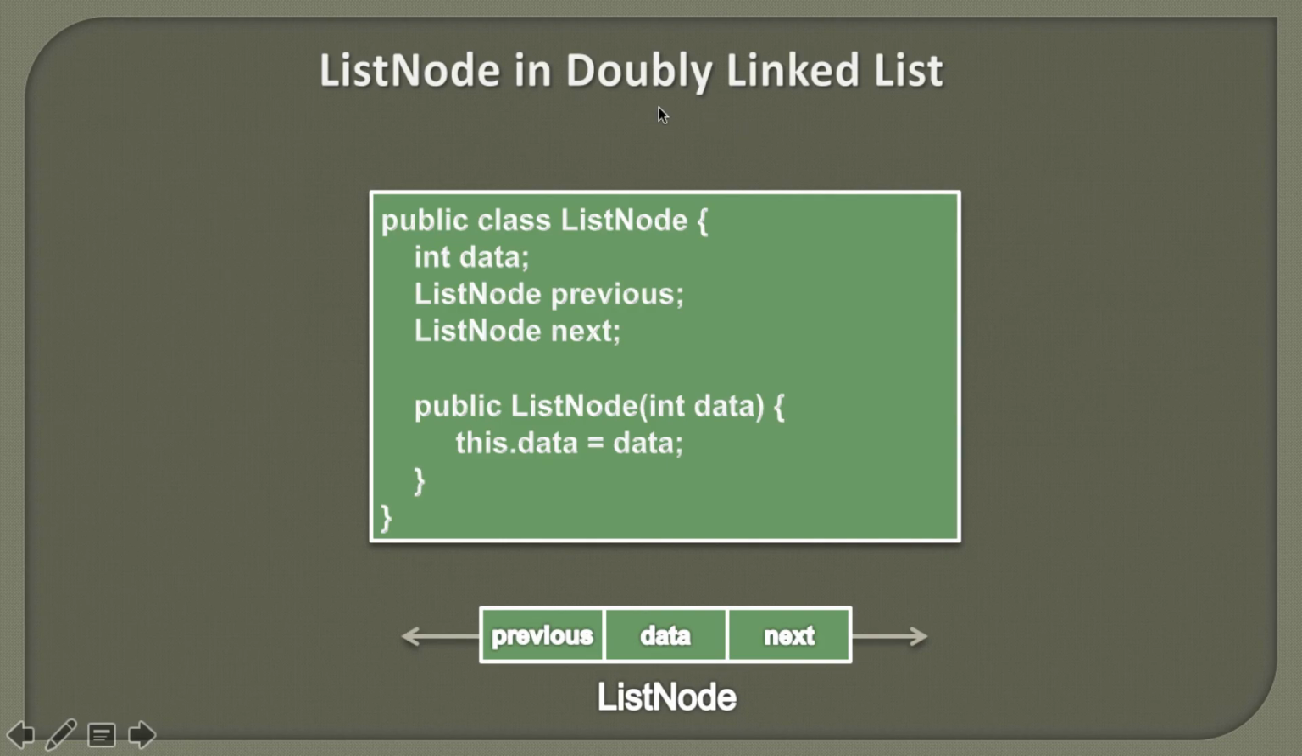So for a doubly linked list, we implement the list node in a slightly different way than a singly linked list. The list node in a singly linked list had data and a pointer to the next list node. But in a doubly linked list, the list node has data, a pointer to the next list node and a pointer to the previous list node. So you can see this is how we represent a list node in a doubly linked list.